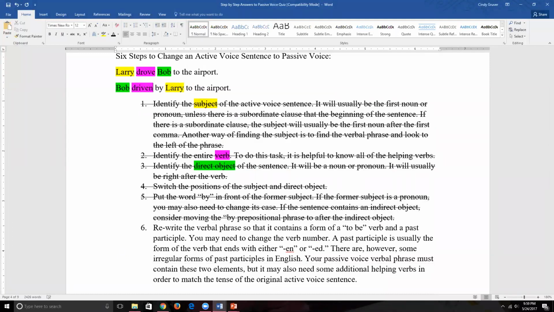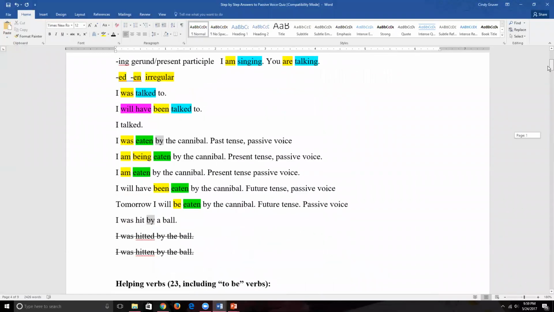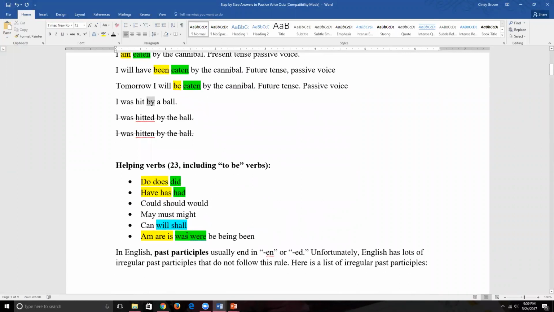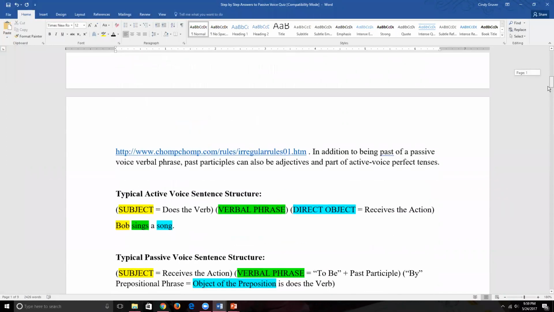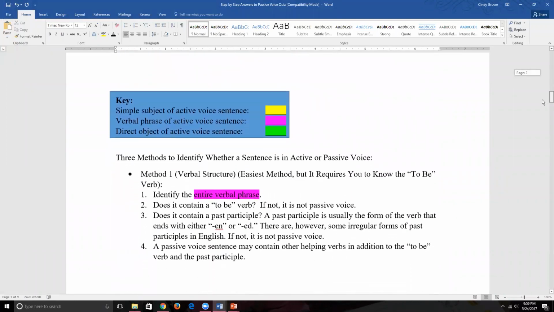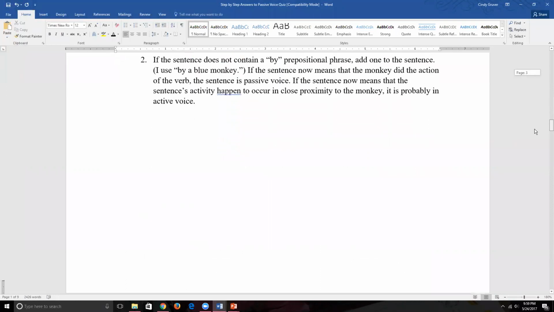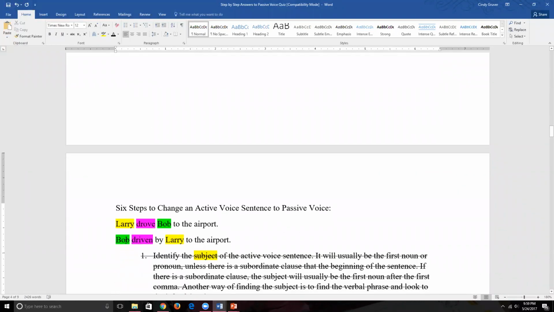And now we need to have a to be verb. Okay, well, since this verb is past tense, we'll need to have a past tense to be verb. So we go look up here, and remember our past tense ones were the ones in green. This is past tense, so we're going to use was or were. Okay, well, obviously with Bob, we're going to use was. Bob is singular, so we use was.